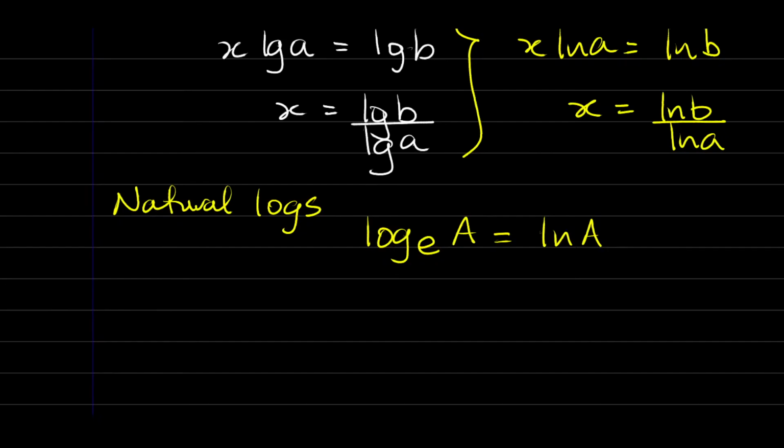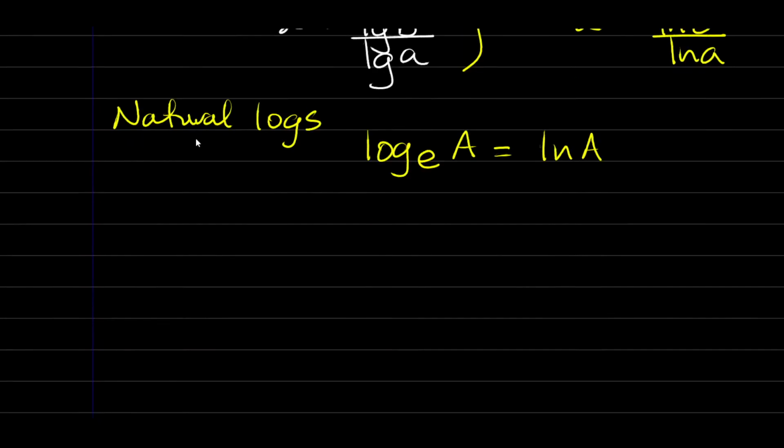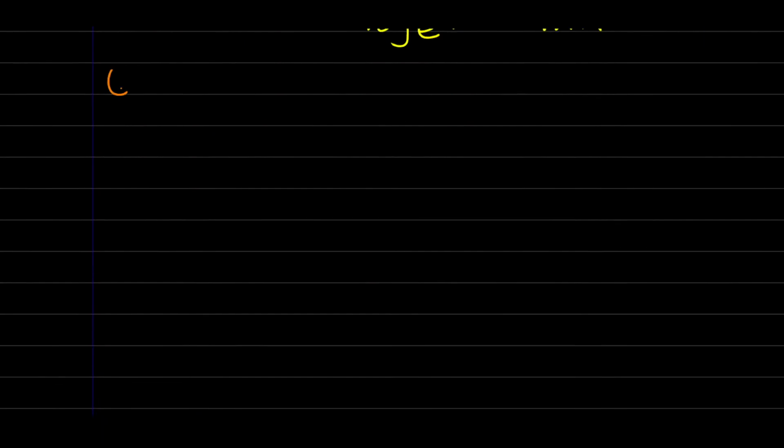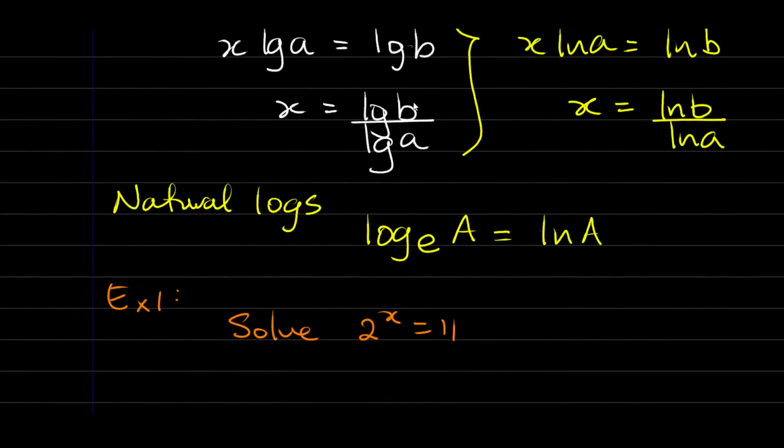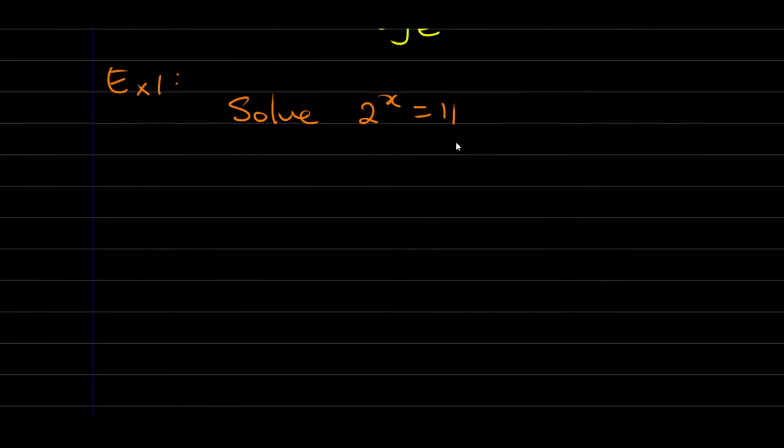Let's go through some quick examples, because again, this is not something too challenging as long as you understand your log laws and you can solve them. So let's say they ask you to solve 2 to the power of x equal to 11. As I said, you can use the log equivalent for this index form and be able to solve it. But let's use this method where we take logs on both sides. So given 2 to the power of x equal to 11, I'm going to label this as 1 here.